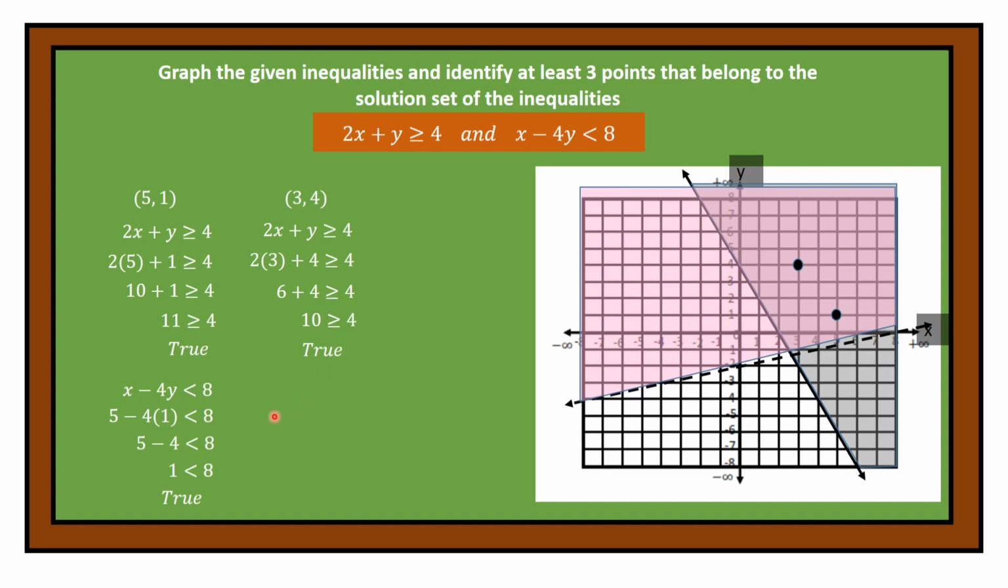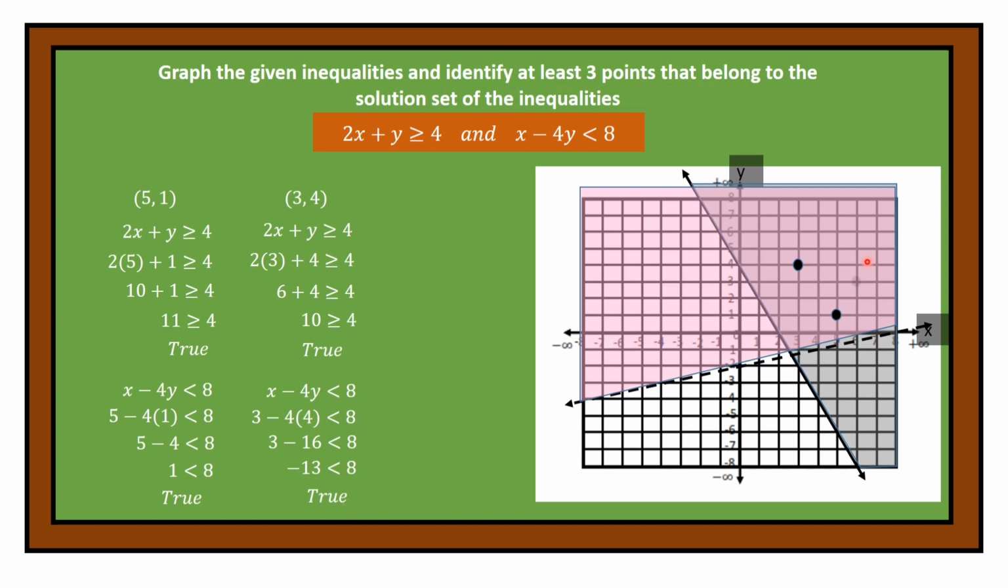Next, i-substitute naman ang 3, 4 sa second inequality which is x minus 4y is less than 8. So, we have here 3 minus 4 times 4 is less than 8. So, negative 4 times 4 is equal to negative 16. And 3 minus 16 is equal to negative 13 is less than 8. So, this is also true.